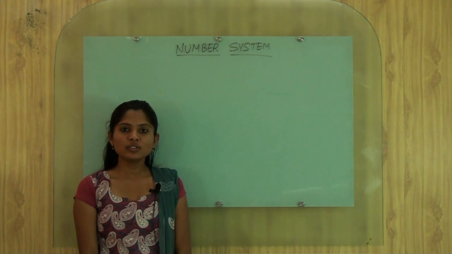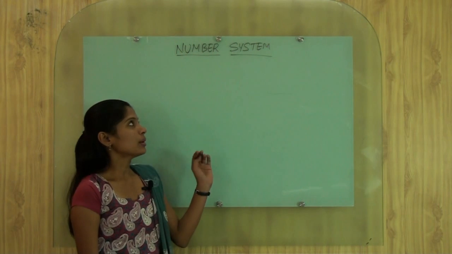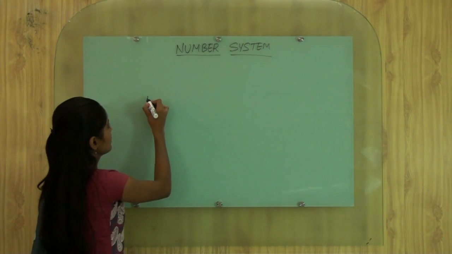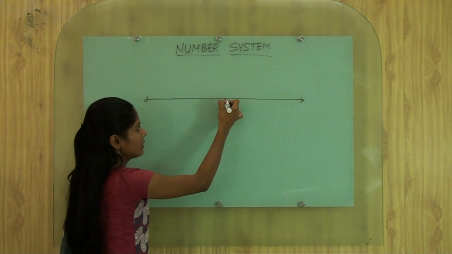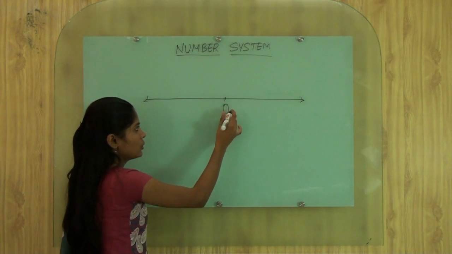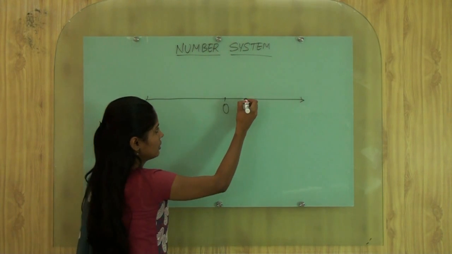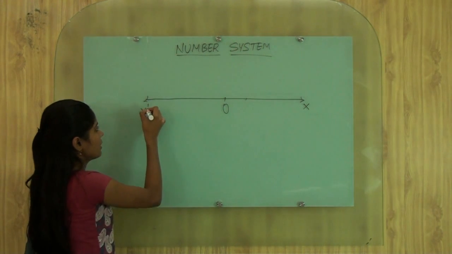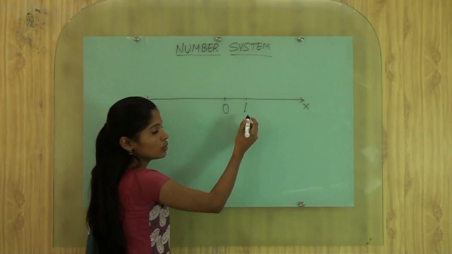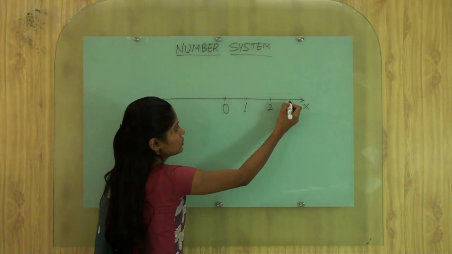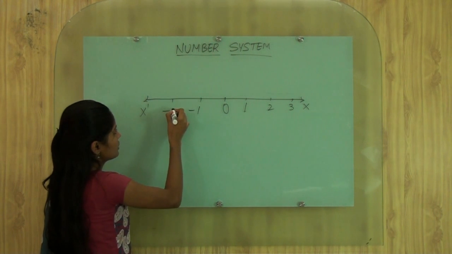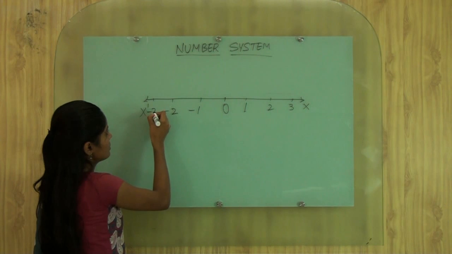Today we are going to discuss the first chapter of your syllabus, number system. Let's draw a number line. This is a number line with center as 0. This is the positive x-axis. This is the negative x-axis. 0, 1, 2, 3. Side -1, -2, -3.